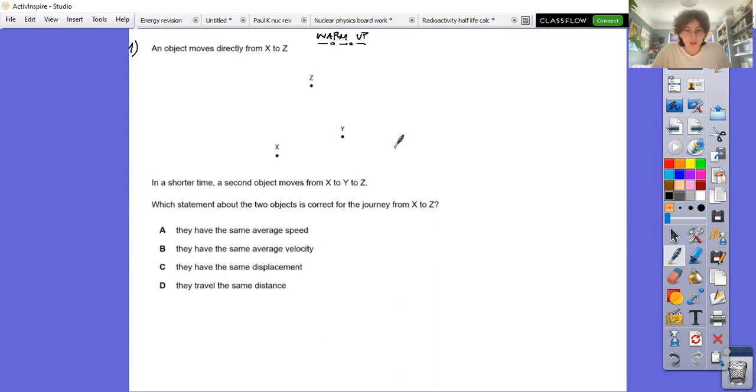Would it be that they have the same displacement? They have the same displacement indeed. Very good. Okay.